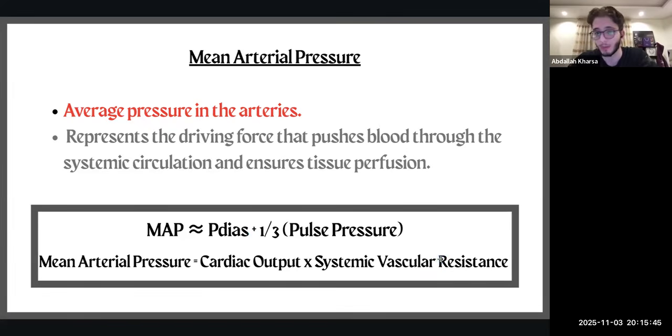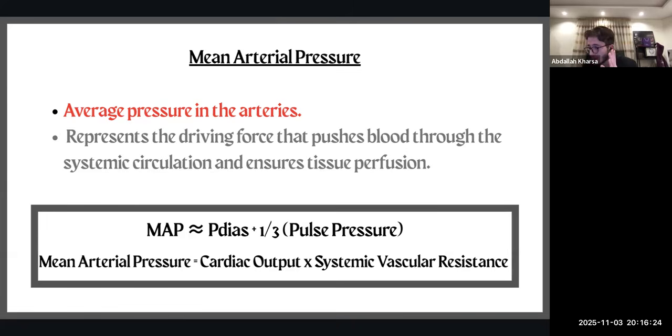Okay. Can you repeat? We said the mean arterial pressure is the average pressure in all the arteries. You're taking all the arteries and you're averaging them out. It's directly related to the cardiac output and the systemic vascular resistance. The cardiac output is how much blood your heart is pushing out per minute, how much volume of blood your heart is pushing out. The systemic vascular resistance has to do with how constricted or dilated or how clogged up the rest of your body's vessels are.